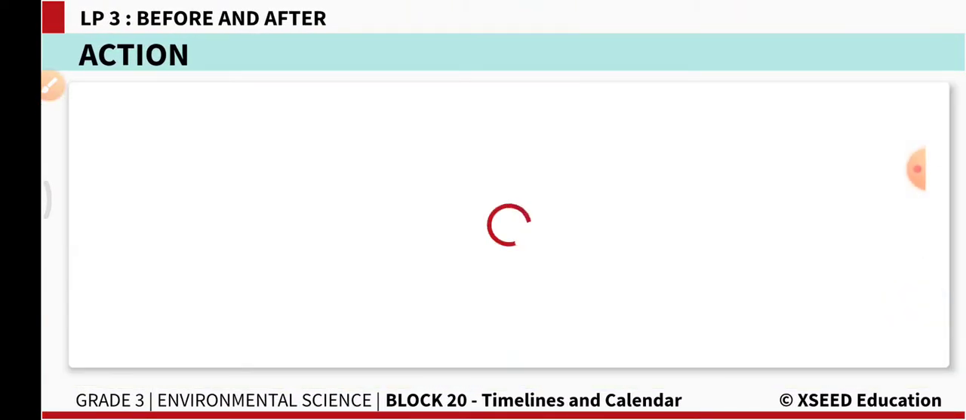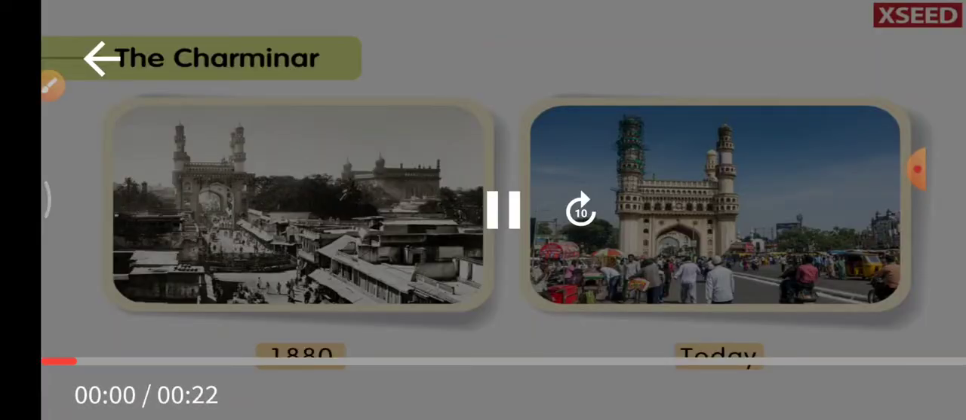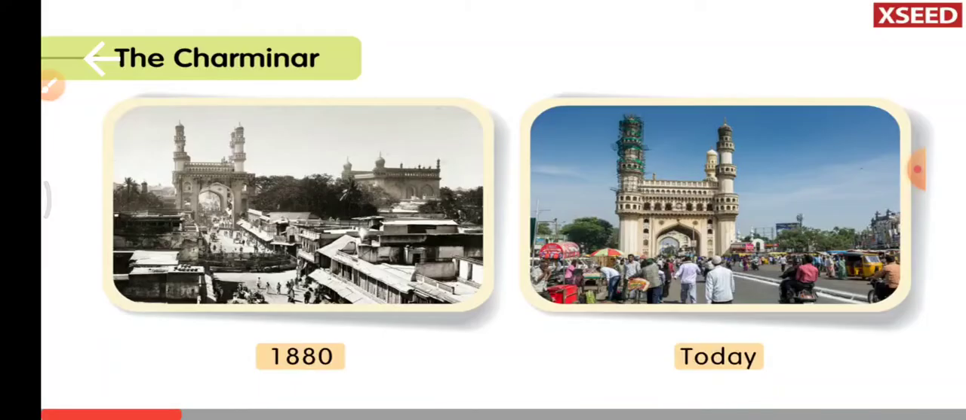Let's watch. Charminar is a monument in India. Both pictures show the Charminar, shops, people, and trees. One has narrow, the other wide roads. One shows bikes. History compares the past and present.